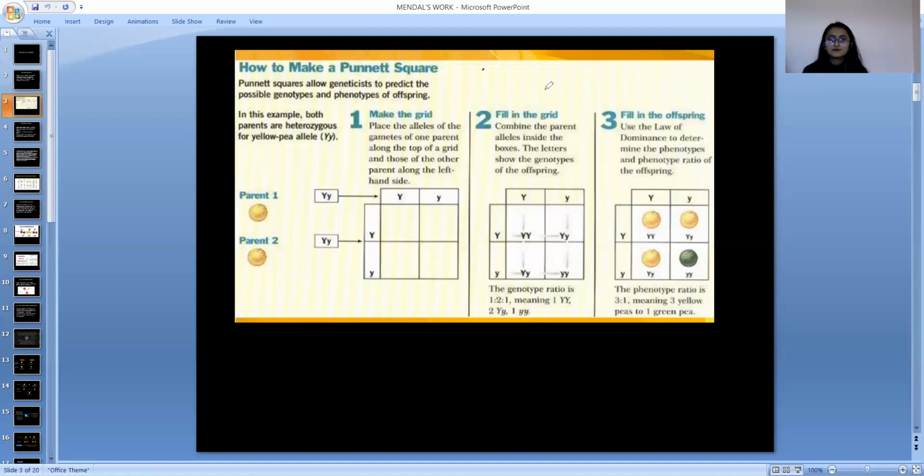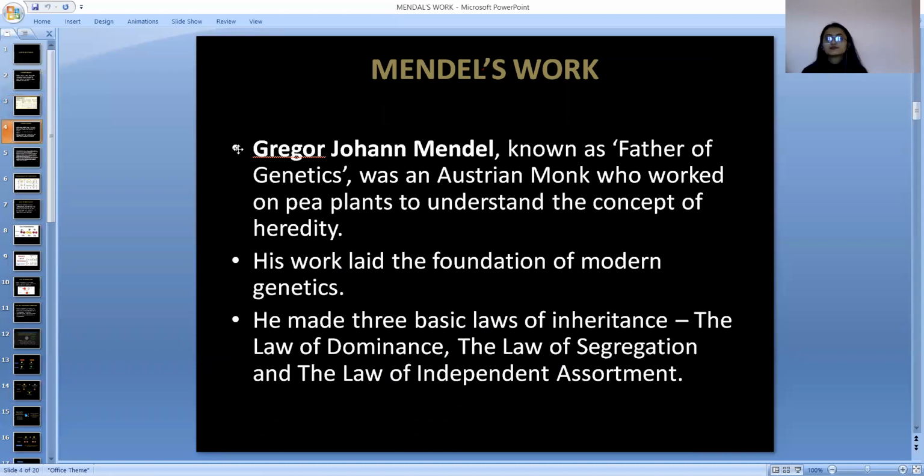So I hope this is helpful for you now. Let's talk about Mendel's work. Gregor John Mendel, known as the father of genetics, was an Austrian monk who worked on pea plants to understand the concept of heredity. His work laid the foundation of modern genetics. He made three basic laws of inheritance. These laws we will discuss later in this video.